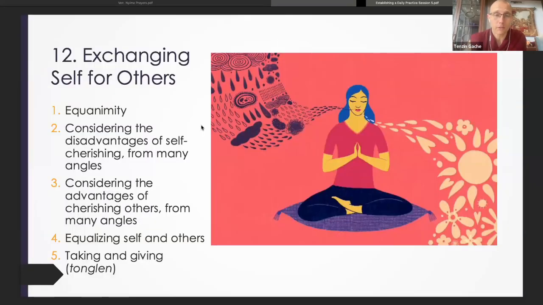So we have exchanging self for others. I mentioned before, this is the more logical, reasoning way of thinking about this. It begins with equanimity. We talked about that, but rather than thinking about it in an emotional way, we think about our parents and our family and try to widen that feeling of closeness. We just think about the disadvantages.